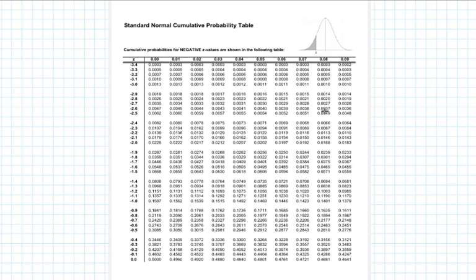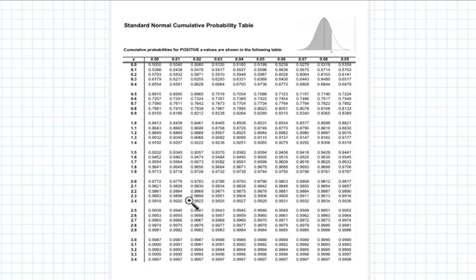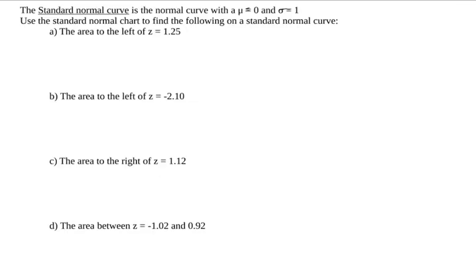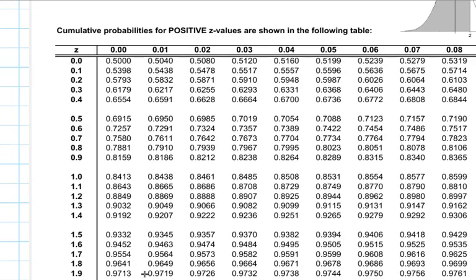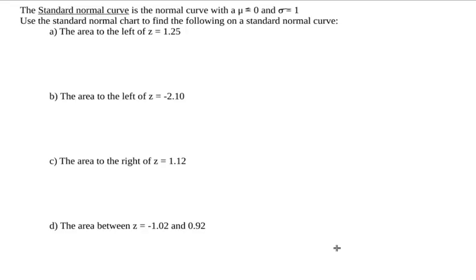let me pull up the chart. This is one page, but you can see all my z values are negative, so I actually want the next page, which is right here. 1.25, so that's 1.2, it's this row. The 5 in the hundredths place is going to be this value right here, 0.8944. So let me go back here. The area to the left is 0.8944.